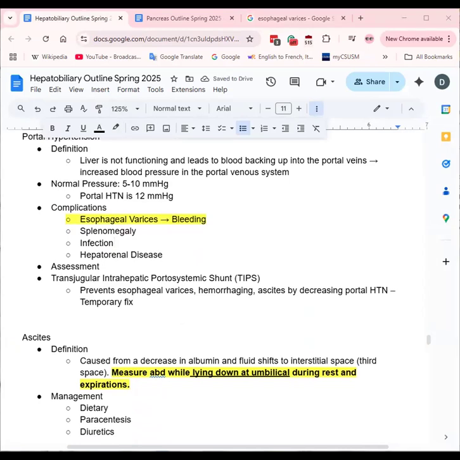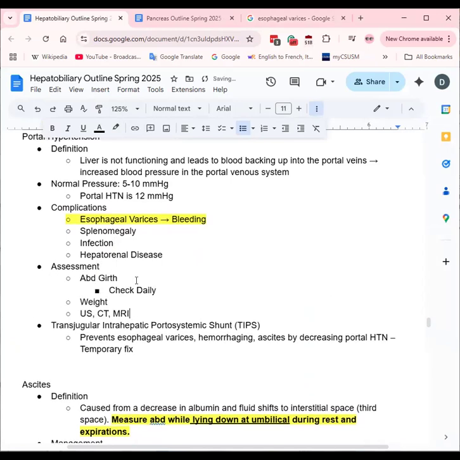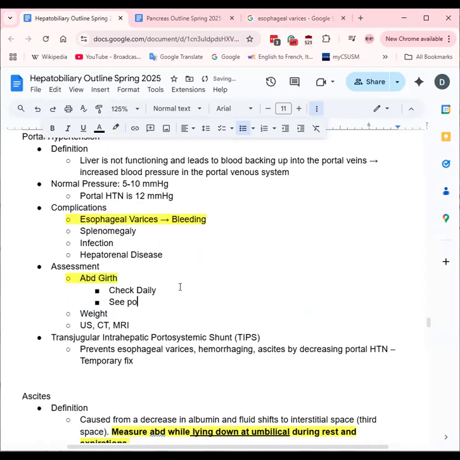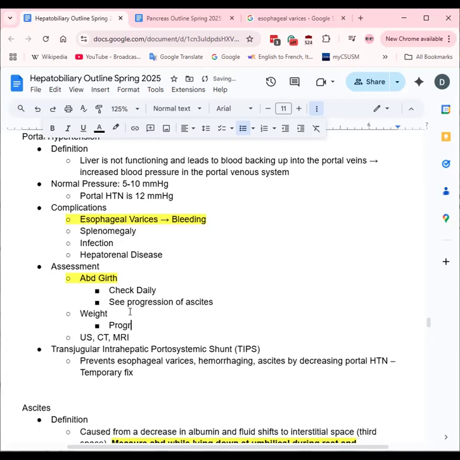The assessment is something you can honestly apply to every patient with liver impairment, especially if they already come with ascites. Your big thing is going to be abdominal girth and weight, so you can see the progression of the ascites. The weight shows the progression of fluid imbalance. So they kind of go together.